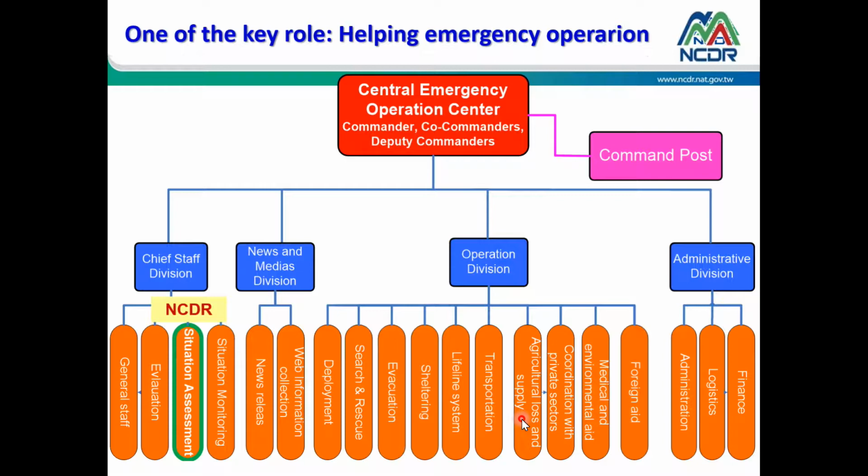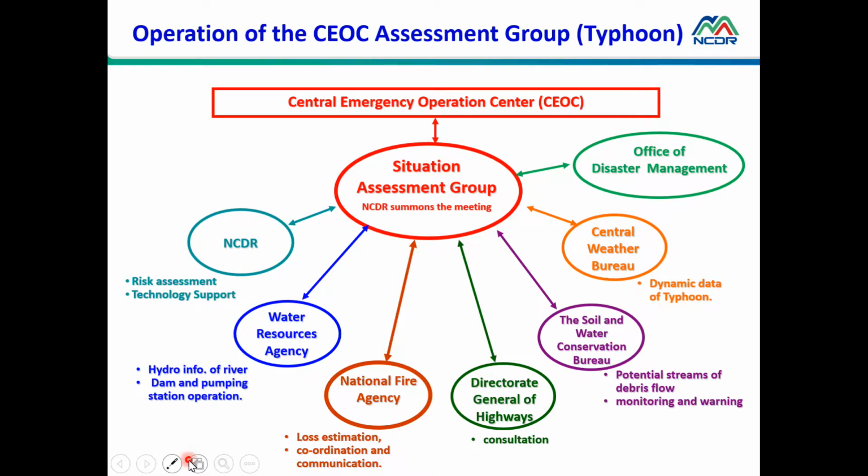This is the organization chart of the Central Emergency Operating Center. We have a commander, a co-commander, and a deputy commander. NCDR is in charge of one of the groups under the Chief Staff Division. Actually, this is the idea of emergency support functions, and NCDR is one of the EOC groups helping with situation assessment. This picture will tell you how we work with other government agencies.